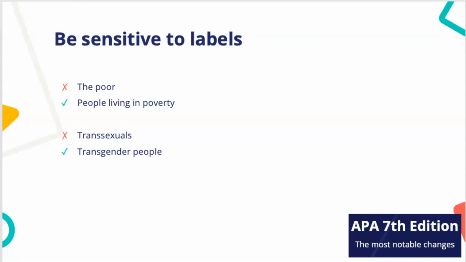Be sensitive to labels. Like, we don't write the poor, we can write people living in poverty. We cannot write transsexuals; we can write transgender people. Instead of using an adjective as a noun to label a group of people, descriptive phrases are generally preferred in research writing. Respect the language that people use to describe themselves, and be aware that language changes over time. So we have to adopt it in our research writing as well.